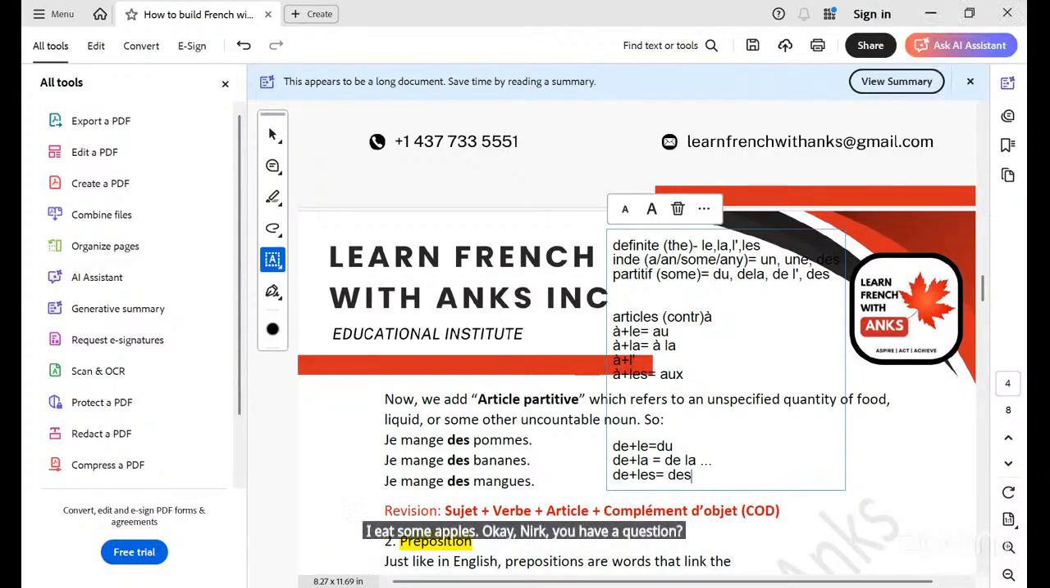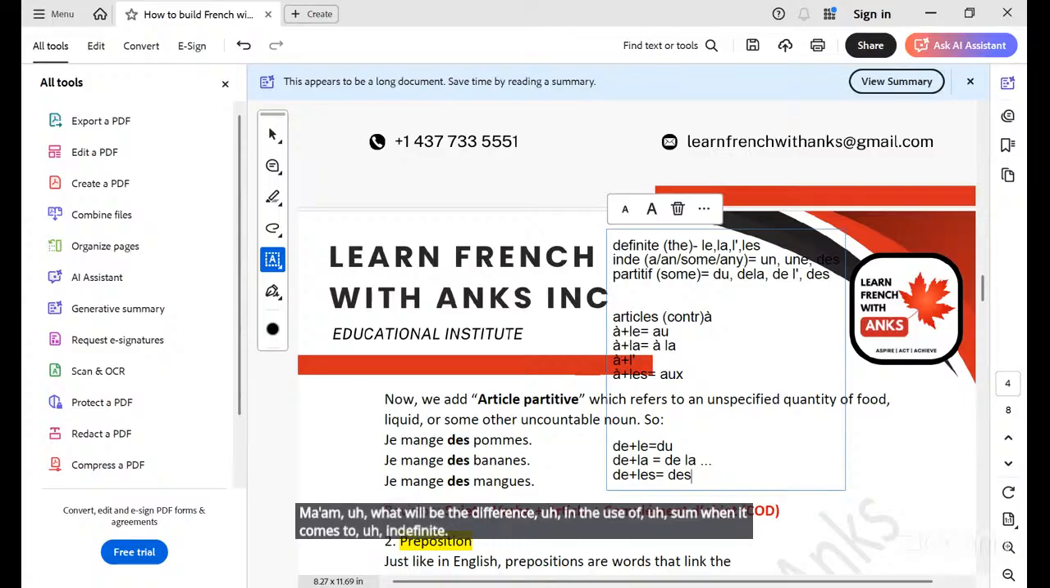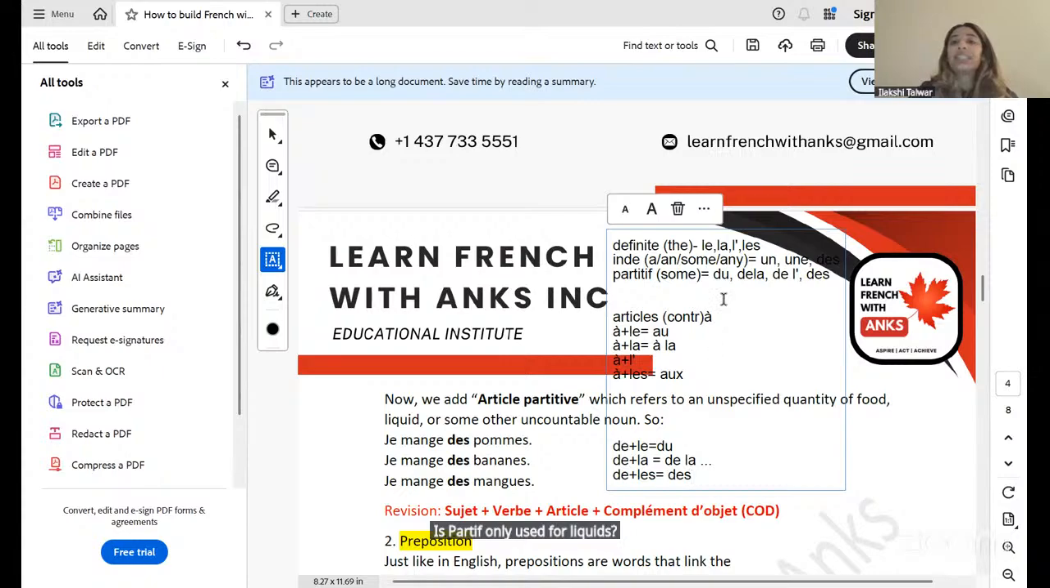Ma'am, what will be the difference in the use of some when it comes to indefinite and partitif? Is partitif only used for liquids? So partitif, in your head, think of it this way. Partitif would be used for your food, your drinks, which is liquid basically, and anything that is uncountable. So look at it from this perspective.